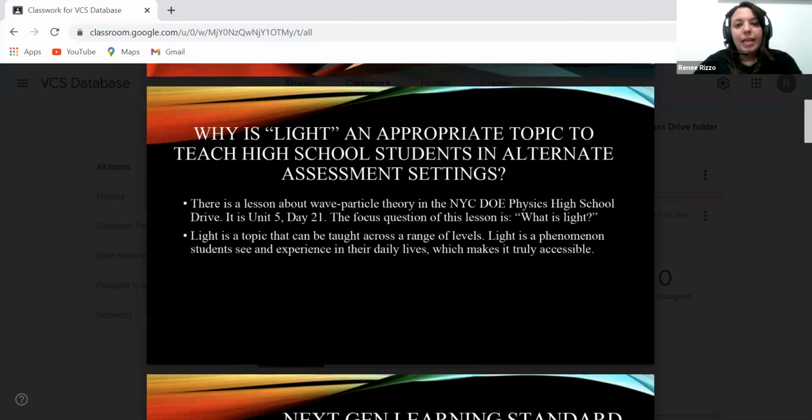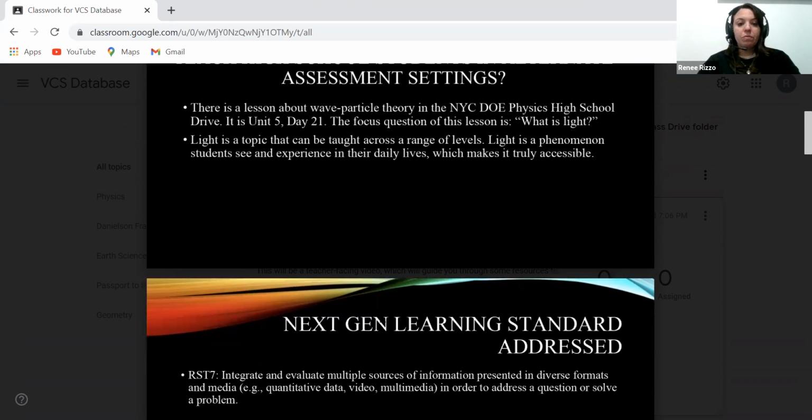Why is light an appropriate topic to teach high school students in alternate assessment settings? There is a lesson about wave particle theory in the NYC DOE Physics High School Drive. It is Unit 5, Day 21. The focus question of this lesson is what is light? Light is a topic that can be taught across a range of levels. Light is a phenomenon students see and experience in their daily lives, which makes it truly accessible.